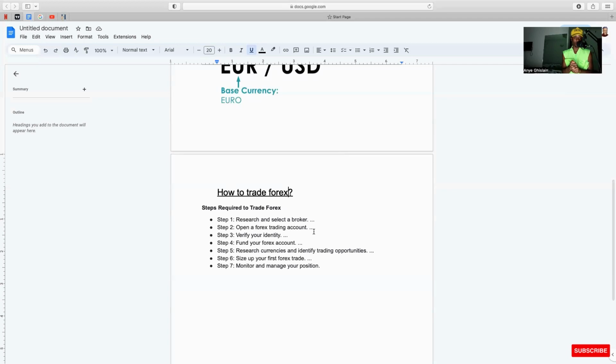So first off, you have to research and select a broker. A broker is simply a middleman. It is a middleman between you and the market, meaning you are an individual. You need a broker to create an account with. So you're going to deposit your money with that broker.